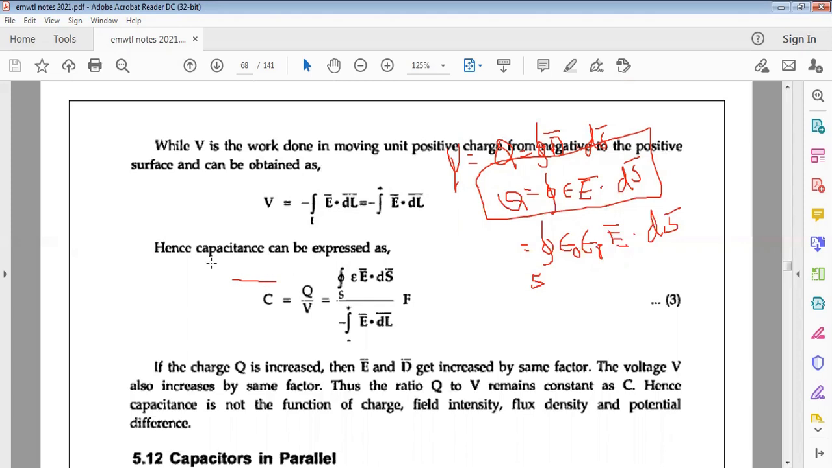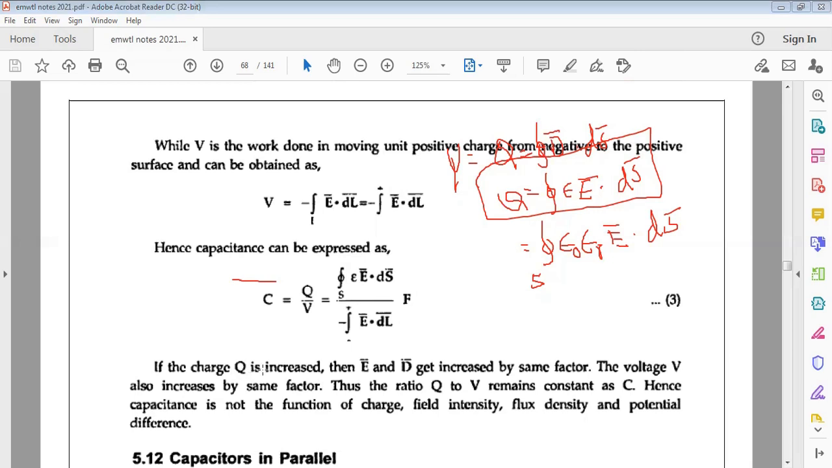Okay, my dear students. So the capacitance can be expressed using Gauss's law: Q is equal to the integral of epsilon E bar dot ds bar, and the voltage in terms of the electric field intensity is minus the line integral of E bar dot dl bar. Taking the ratio of these two, C equals the surface integral of epsilon E bar dot ds bar divided by minus the integral of E bar dot dl bar. It is in farads, coulomb per volt.